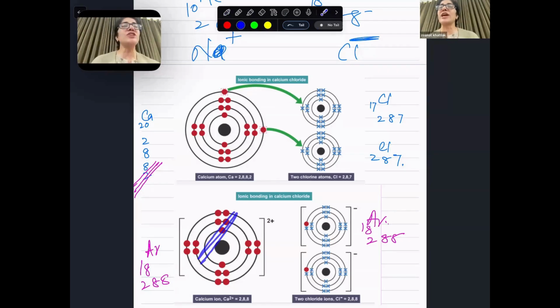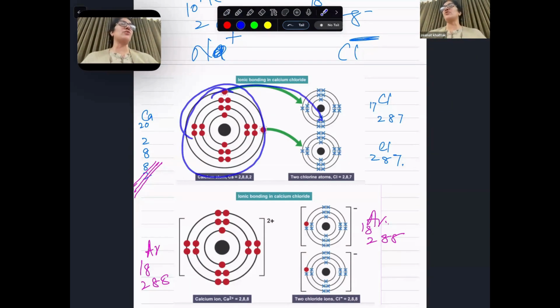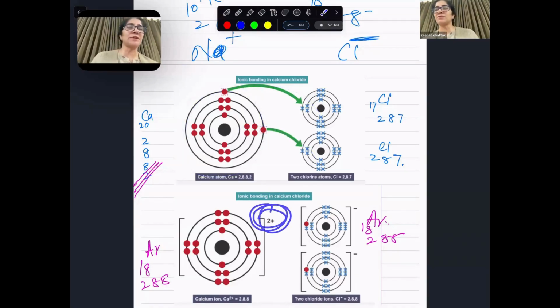Each calcium loses how much? 2. And each chlorine gains how much? 1. So calcium is losing 2 electrons, 1 to one chlorine and 1 to another. So it becomes what? 2 plus. And the chlorines become minus and minus.